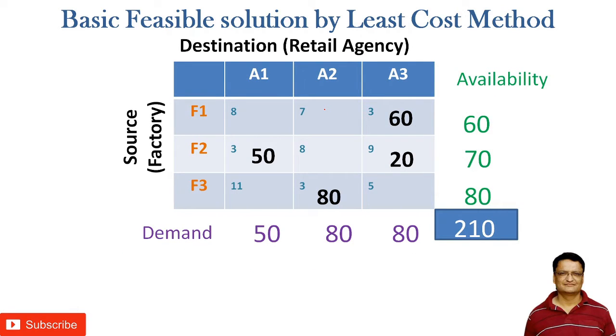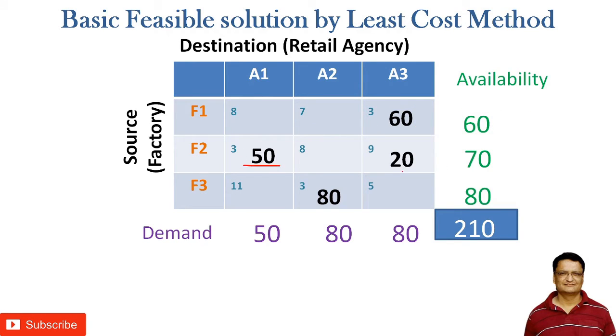So let us see whether you got the answer correct or not. So what is a row constraint? Whatever allocations you have made in this row should satisfy the available supply. So 60 is the allocation you have made in this matrix, which is equal to the available goods. So you can see that this constraint has been satisfied.